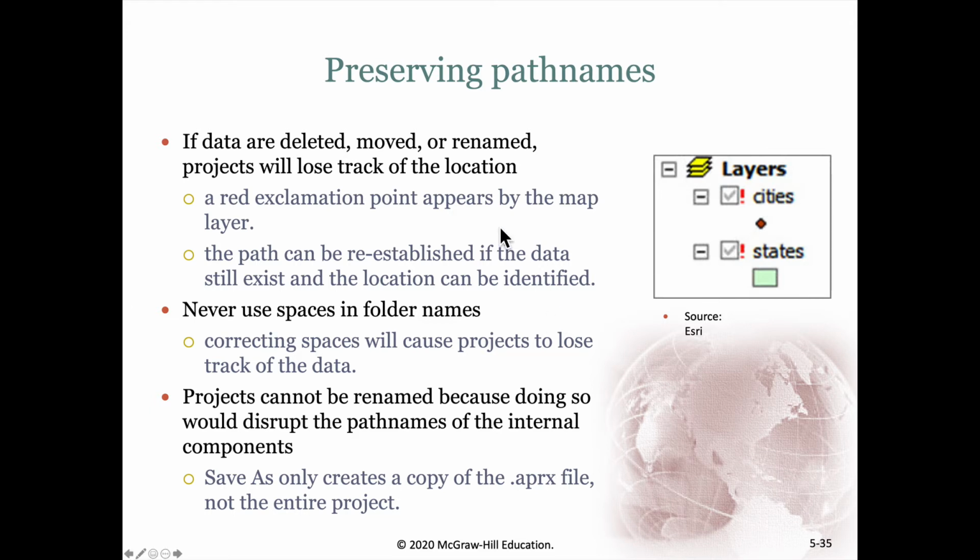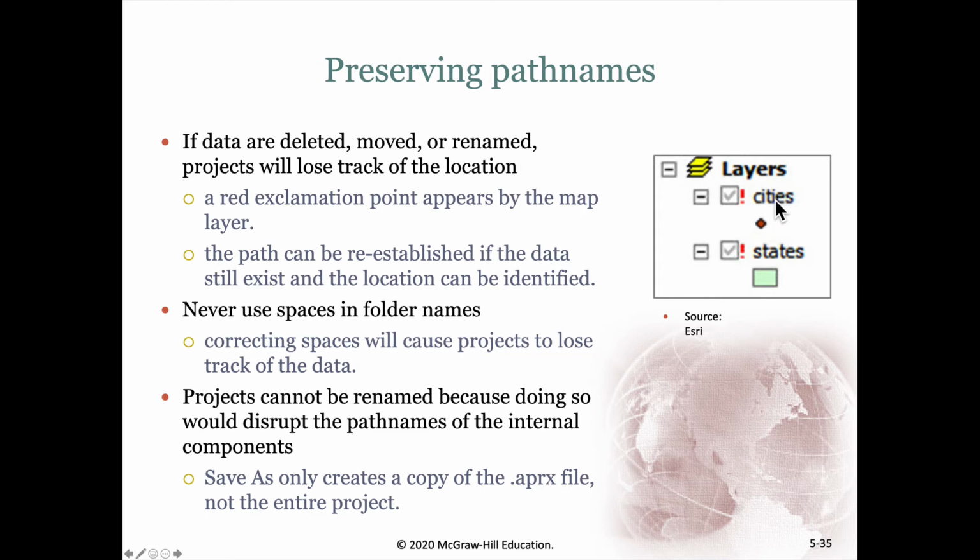So it's important to preserve these path names, but sometimes they do have issues associated with them. For example, if you sent this to someone and they accidentally deleted the data in that folder, this is what would show up when they try to map that. It knows there's supposed to be a layer there called cities that it's trying to find, but it can't find it. So it puts a red exclamation point here.